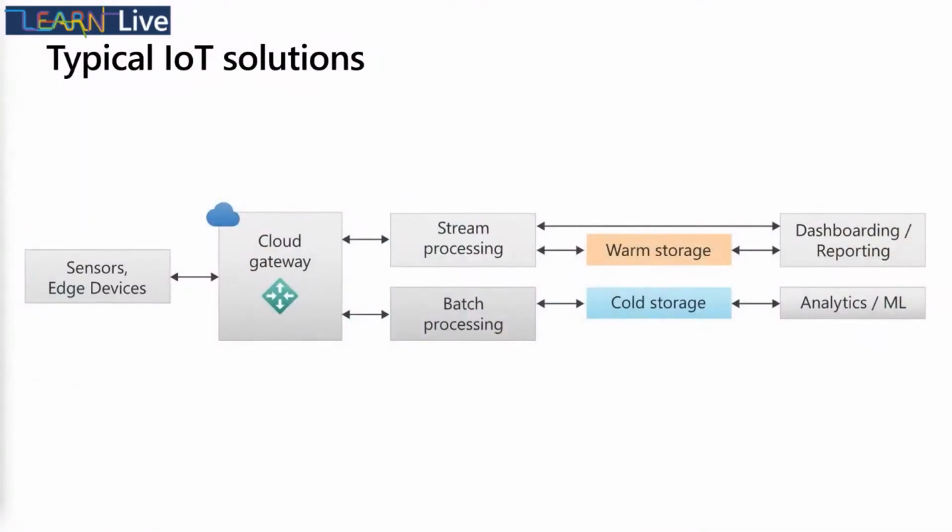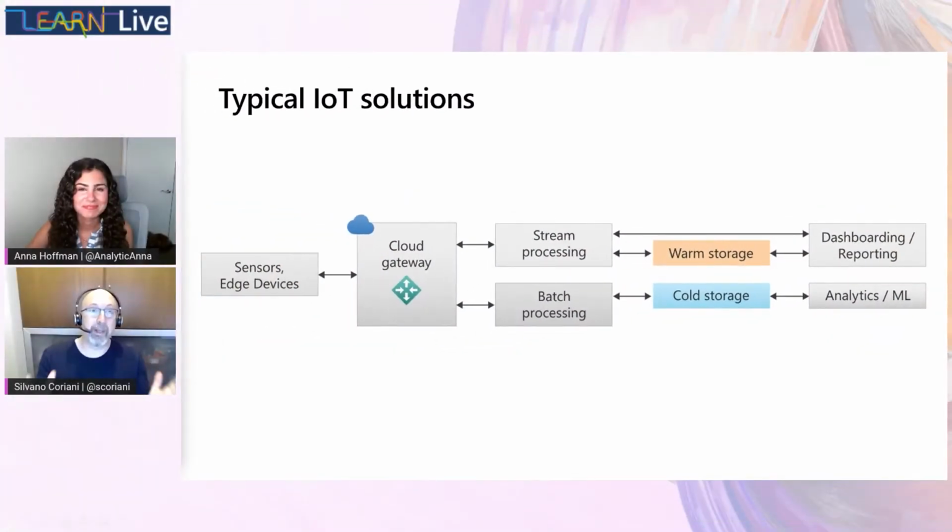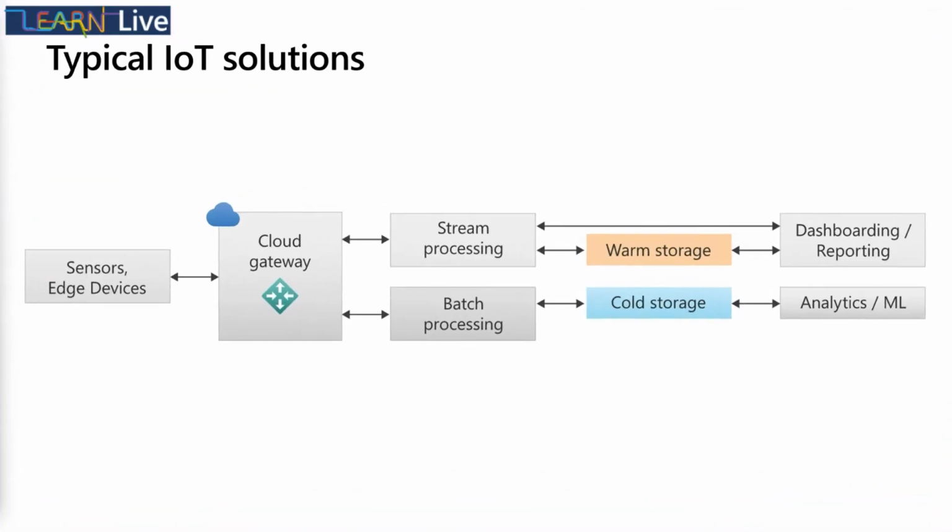So this is the canonical architecture that an IoT solution generally has. We start from a bunch of sensors and edge devices that are deployed everywhere. They can be on mobile devices, or intelligent sensors on a factory floor, and those intelligent devices are usually communicating back to a cloud gateway.